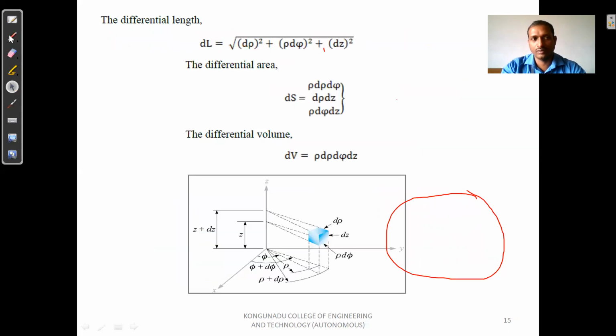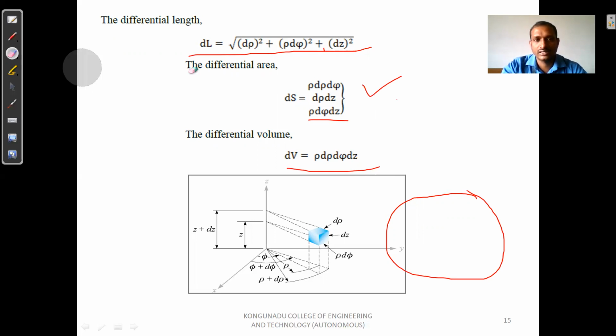Here the differential length is dl equal to the square root of d rho square plus rho d phi square plus dz square. So this is the differential length formula for the cylindrical coordinate system. For differential area, ds is rho d phi into dz. So this is the formula for differential surface or area. Differential volume dv is rho d rho d phi dz. So this is the differential volume for the cylindrical coordinate system.